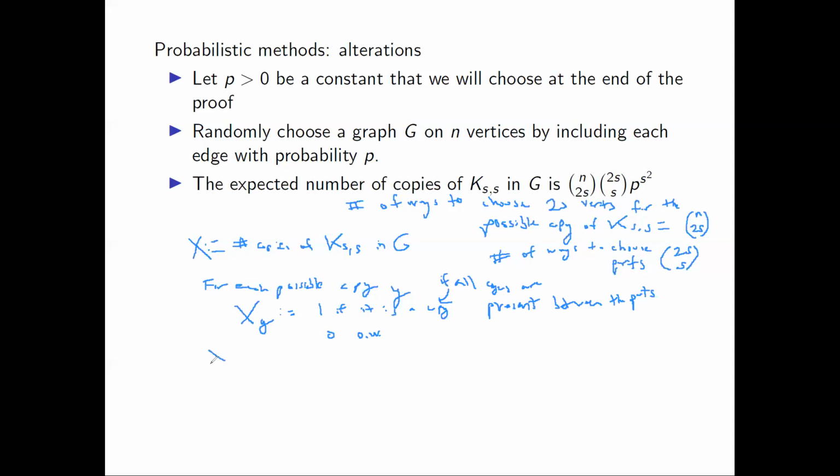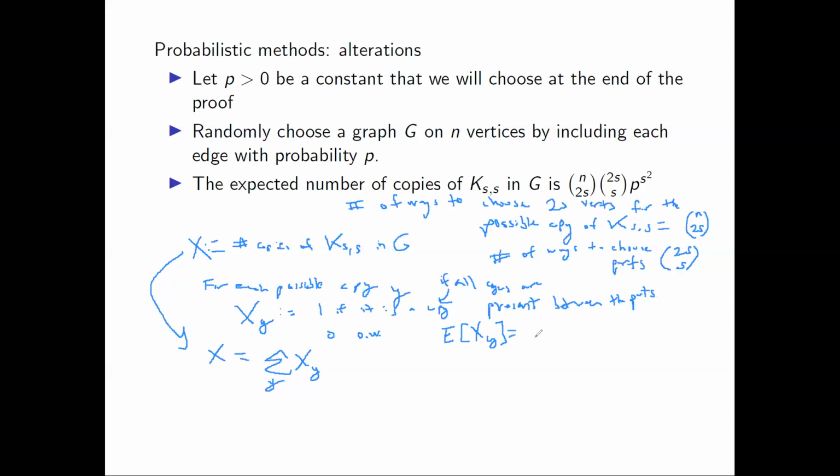And the thing that we can note here is that x, the random variable up here, is equal to the sum over all the possible copies y of x sub y. And now, if we want to find the expectation of x, all we have to do is find the expectation of x sub y and add them all up. So the expectation of x sub y is going to be the probability that all of the edges are present between the parts times 1 plus the probability that not all of the edges are present between the parts times 0.